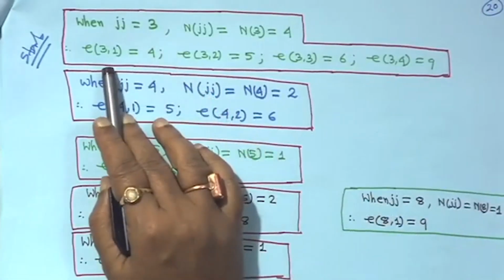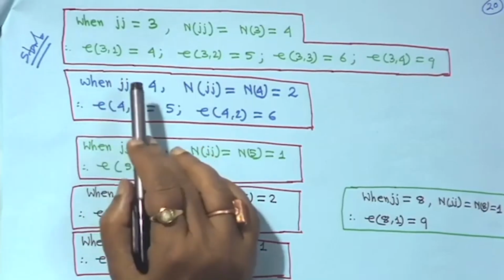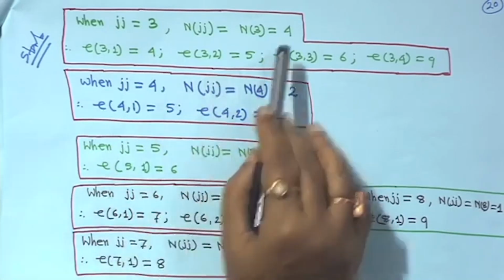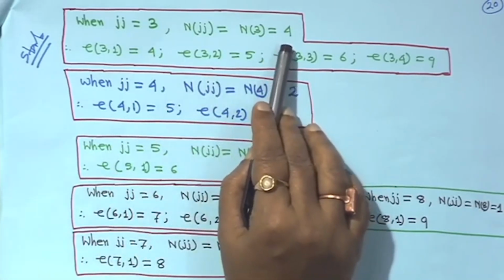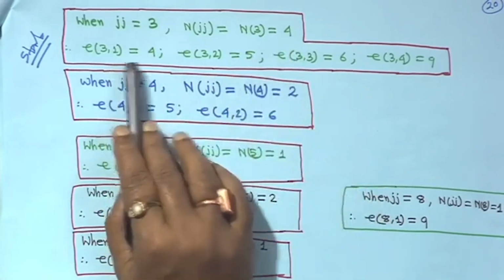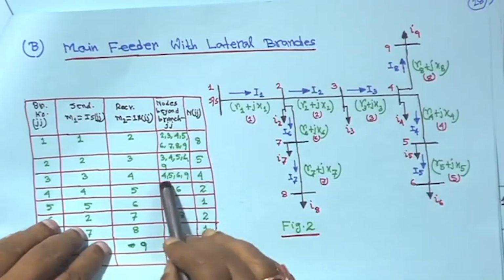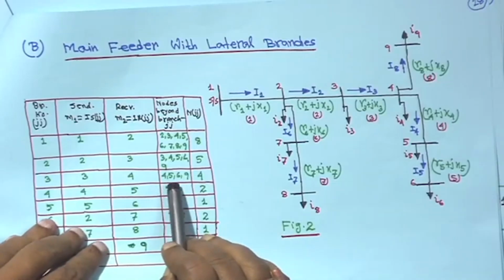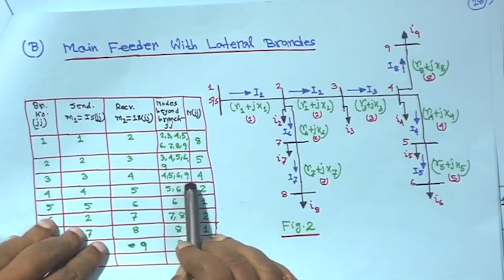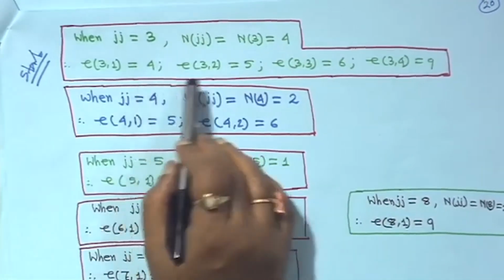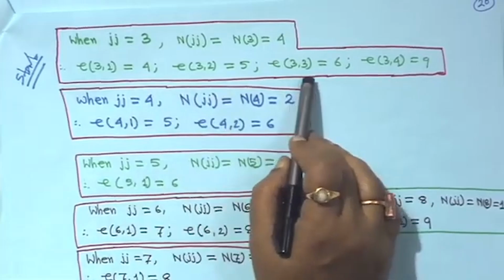Therefore, with jj equal to 3, you form the E matrix, E jj k. Here k varies from 1 to 4; I am not writing it out, understandable. So E31 will be 4, that means this node, 4, 5, 6 and 9. E31 will be 4, E32 will be 5, E33 will be 6 and E34 will be 9.